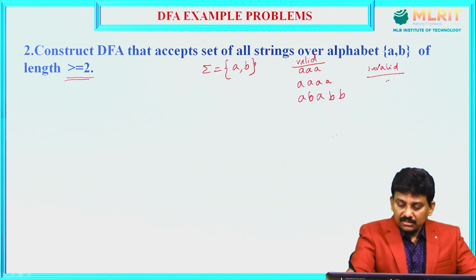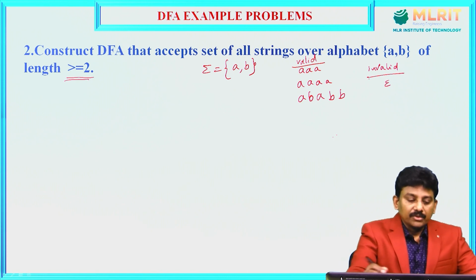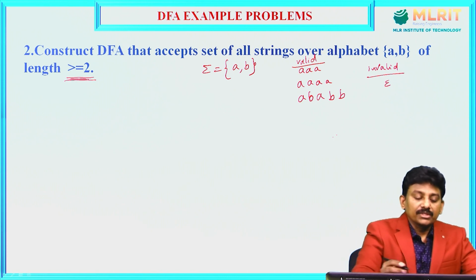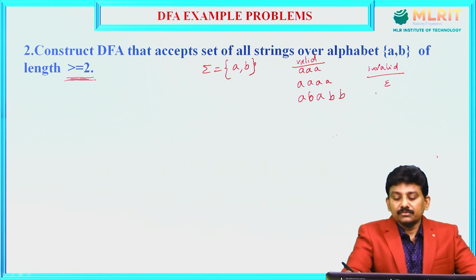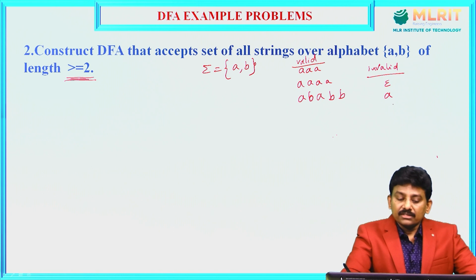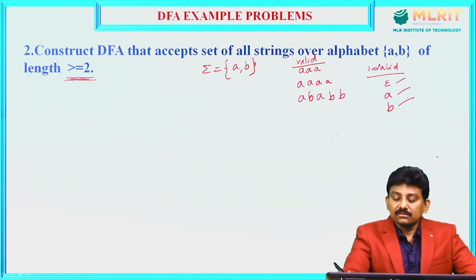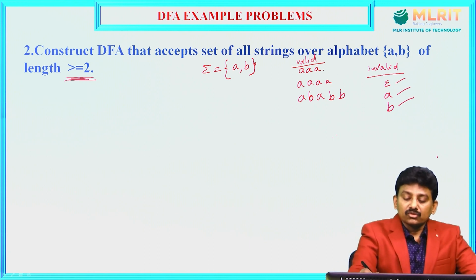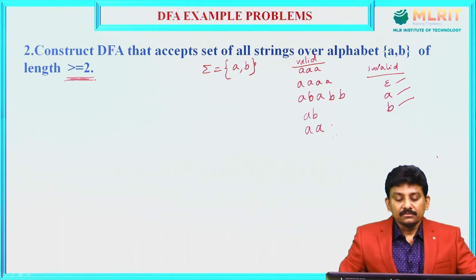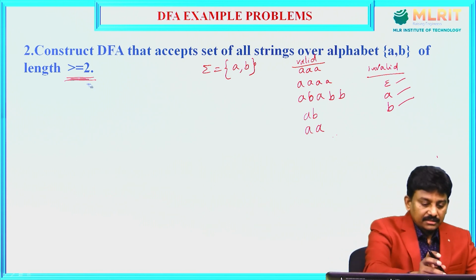Invalid strings are epsilon, because the length of the string should be greater than or equal to 2. A is invalid, B is invalid, because the length is 1. So, length should be greater than or equal to 2. AB is also valid, AA is also valid. For this, we need to draw the transition diagram for the DFA.